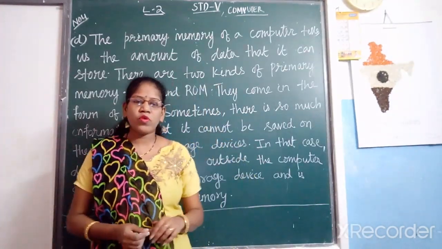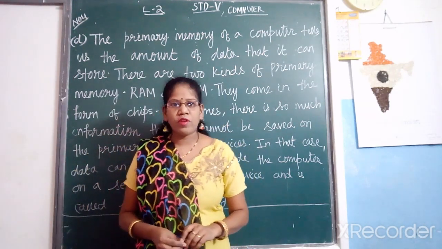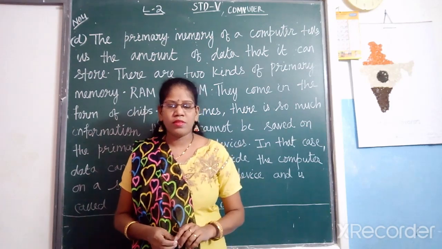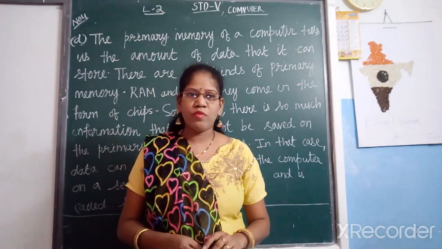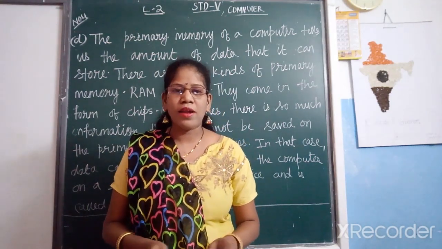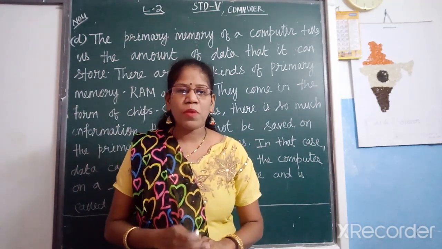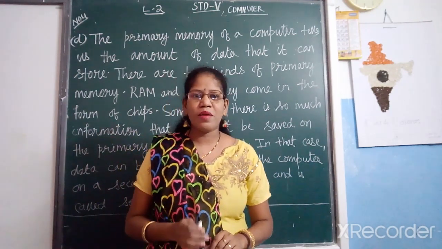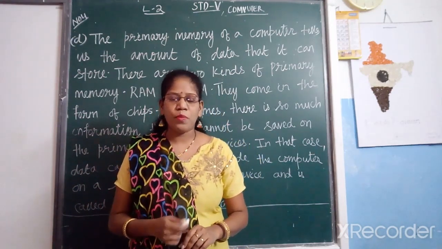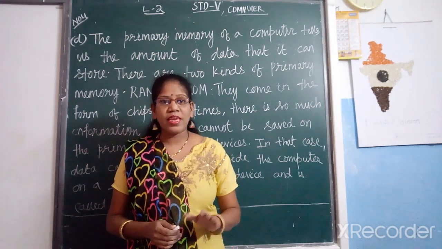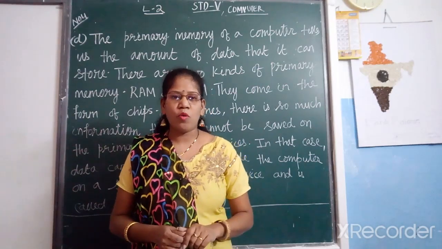Now come to the fourth question. What is primary memory? How is it different from secondary memory? As you know, computer memory is divided into two parts, that is your primary memory and secondary memory. What is primary memory? Primary memory is the main memory. It tells the amount of data stored in your computer, and primary memory is again divided into two kinds, that is RAM and ROM.